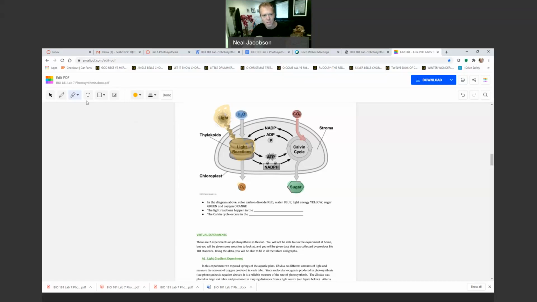So the light reactions happen in the thylakoid. And the Calvin cycle occurs in the stroma. So remember how I said the cytoplasm-like substance that is inside of the chloroplast? That's the stroma. So the light reactions take place in the thylakoids. The Calvin cycle takes place in the stroma.